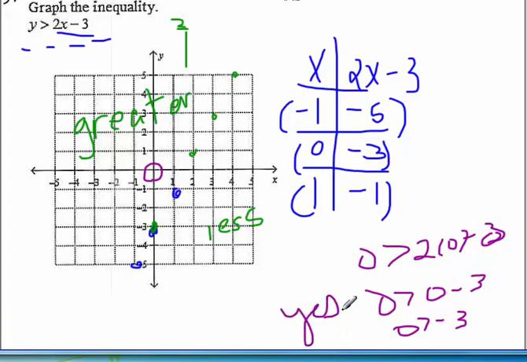So since it's true, what we're going to do is simply shade the side where the point is. If it ended up being a false statement, we would shade the other side. So we only have to pick one test point. We don't have to pick all of them. And this area I'm shading yellow is the solution to this graph. We'll do a few more of those in a moment, so don't be scared. It's okay. And good luck.